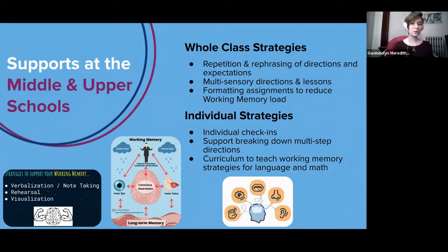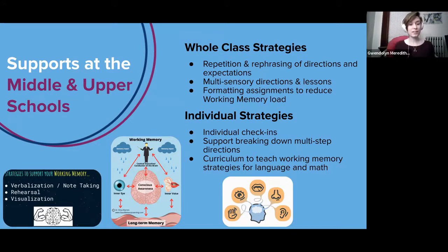Some of those individual strategies we use is we might check in with students and just make sure they're aware of the directions and they know what the next steps are. You might support them with breaking down some of these challenging multi-step directions. So if a teacher gives them multiple different levels that they have to do next, we can just check in with them on every single step to know they're on the right path.